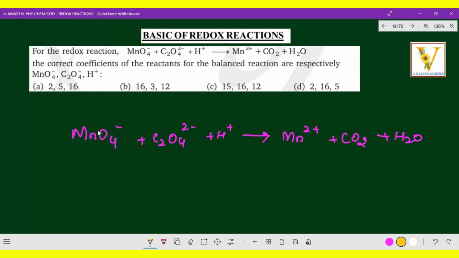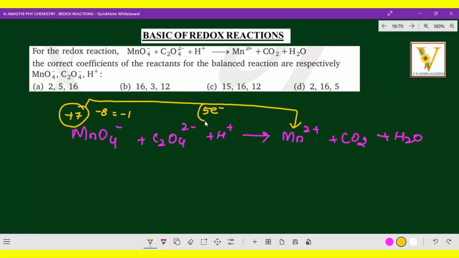In that way, here the oxidation state of oxygen is minus 2, no? So here minus 8, and minus 8 equals minus 1 plus the manganese, so manganese is plus 7. This plus 7 oxidation state is converted to plus 2. So how many electrons are exchanged? Here 5 electrons are exchanged.